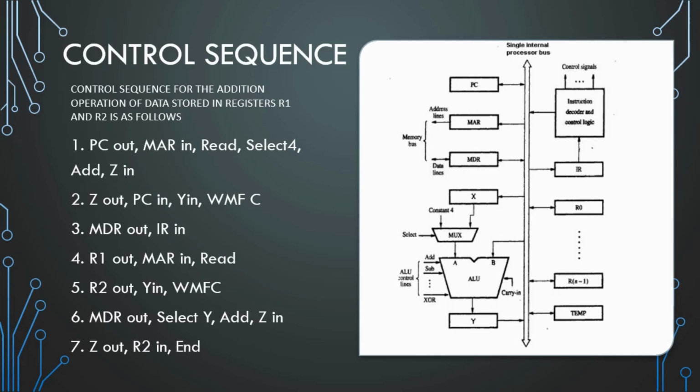The addition operation is performed. The result of the addition operation is transferred from temporary register Z to the destination register R2. The END signal indicates the end of execution of the instruction. This indicates completion of execution of the current instruction and causes a new fetch cycle to be started by going back to step 1.